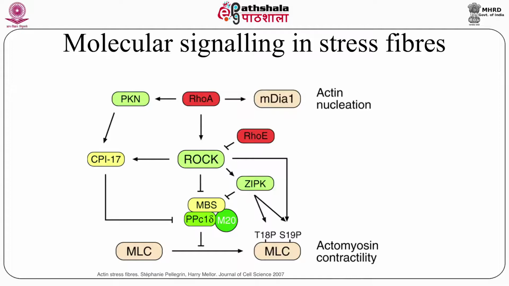This leads to accumulation of activated myosin motor proteins, which bind actin filaments polymerized by mDia to create stress fibers. RhoA activates ROCK, which also inhibits myosin phosphatase through a complex set of pathways. You can see in the picture that ROCK inhibits myosin phosphatase, which is a trimeric complex of M20 subunit, PP1 delta catalytic subunit, and a regulatory MBS subunit. The inhibition of myosin phosphatase activity downstream of Rho increases MLC phosphorylation and also increases the actin myosin contractility.